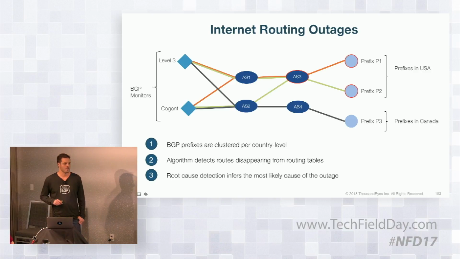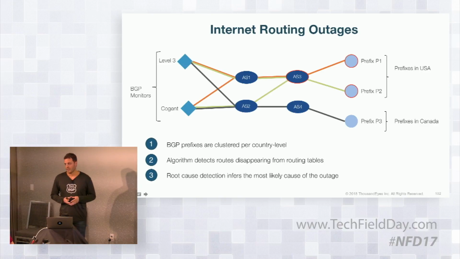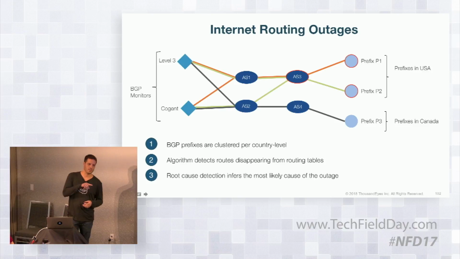On the routing side of things, we do something similar. Instead of active probing data, we use routing data. So we aggregate all the data from all the monitors over time. We look at events of prefixes disappearing from routing tables close in time. So in this case, there are 2 routes in the USA that get withdrawn, and we detect that as an outage event. And there's a root cause algorithm that works through the routing tables as well to pinpoint the most likely cause or location of the outage in terms of network.